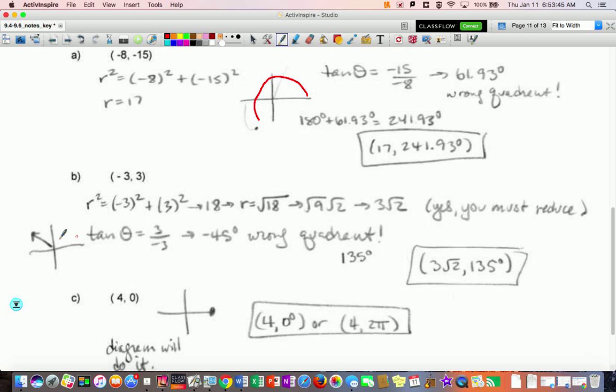This one puts us in the second quadrant, so you always want to draw the picture so you know that your angle is in that quadrant when you do this. So 3 root 2, 135, and then 4 comma 0, you could say 4 and 0 degrees, or you could say something like 4 and 2 pi, but that's good.